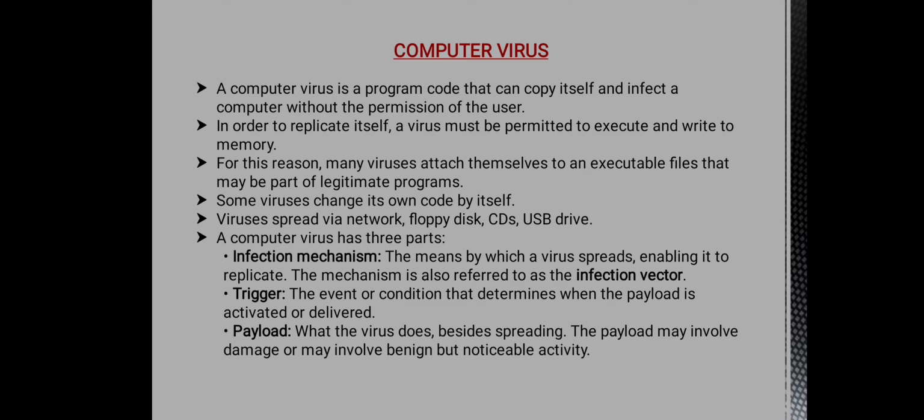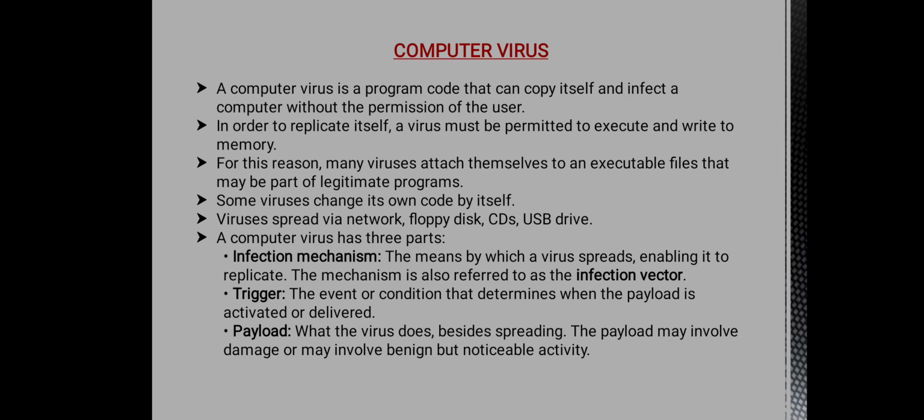Computer virus. A computer virus is a program code that can copy itself and infect a computer without the permission of the user. In order to replicate itself, a virus must be permitted to execute and write to memory. For this reason, many viruses attach themselves to executable files that may be part of legitimate programs. Some viruses change their own code by themselves. Viruses spread via networks, floppy disks, CDs, USB drives, etc.